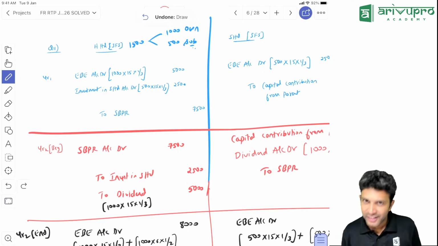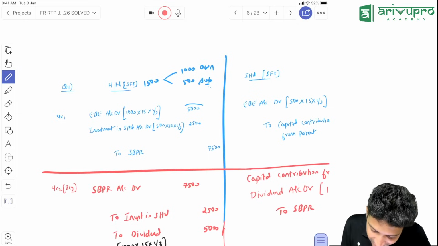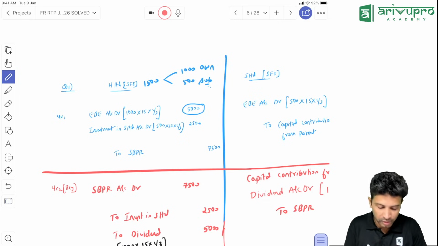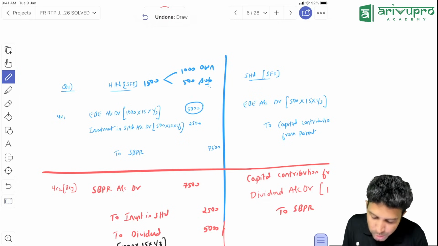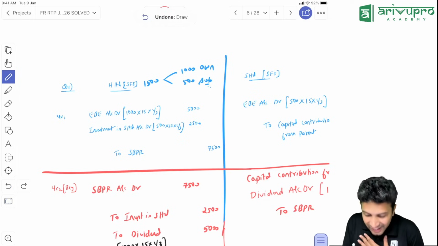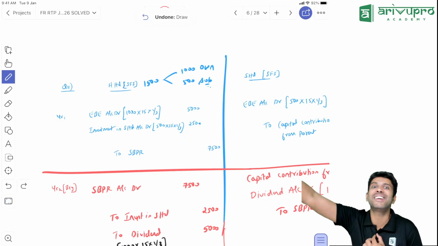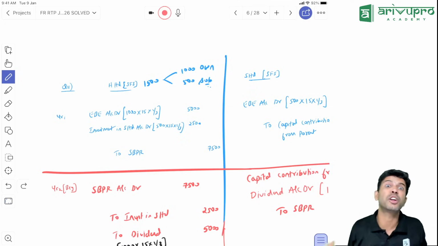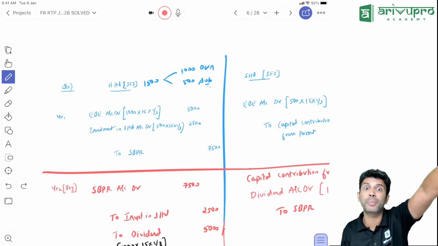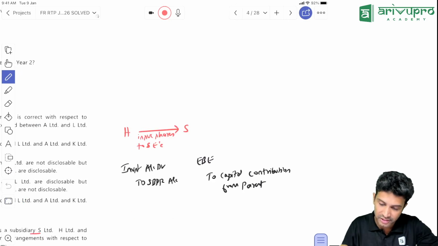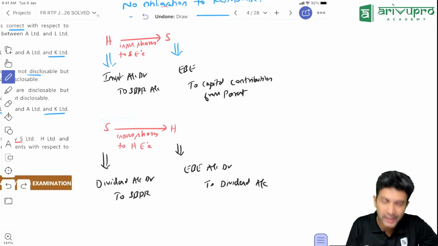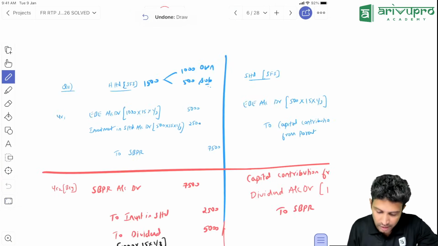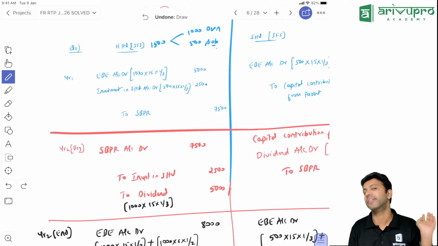Initially, the parent was thinking that we will give the shares to our own employees, and the expense booked was 5,000. Now, are we issuing the shares or is the subsidiary giving the shares? The subsidiary is giving the shares. If the subsidiary is giving something to the parent and there is no obligation, remember we discussed this, the parent will show this as what? Dividend. So here, the parent has to show this as dividend.